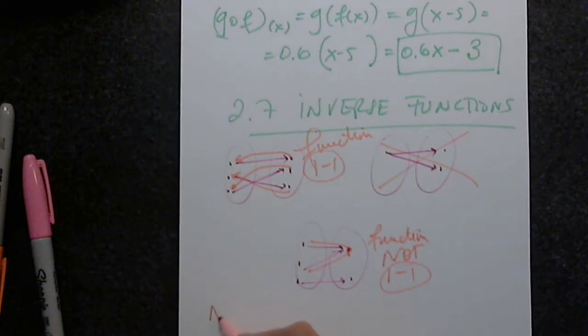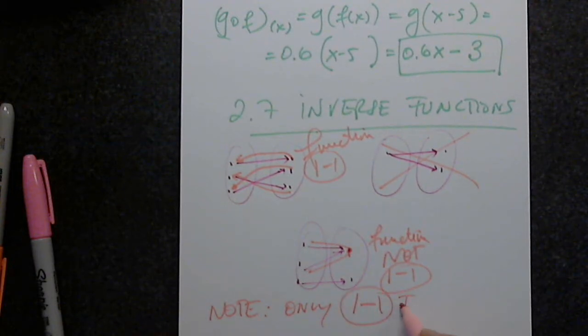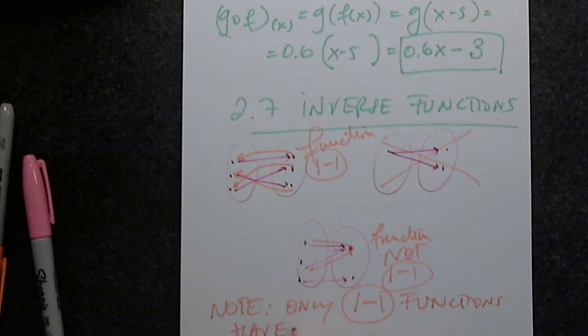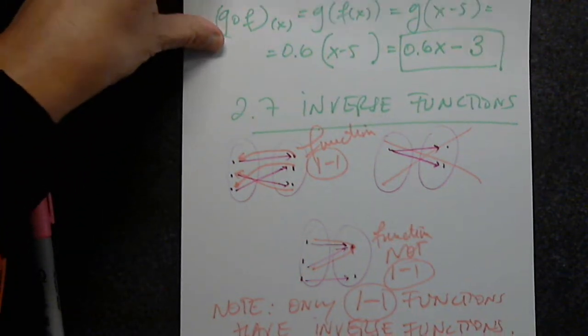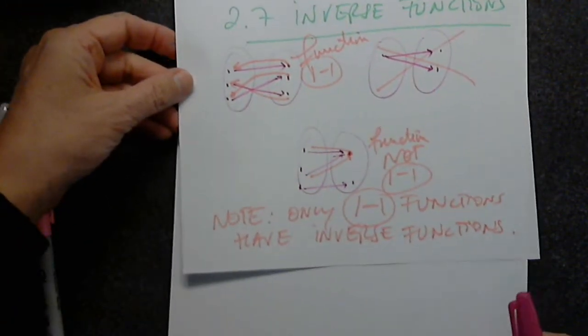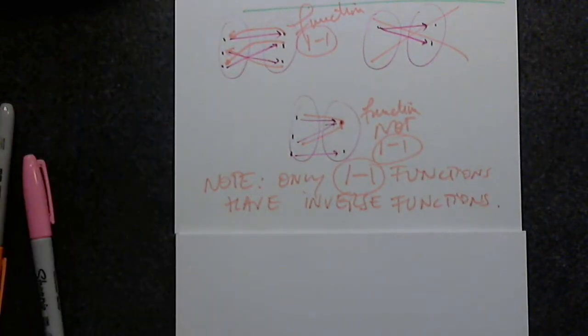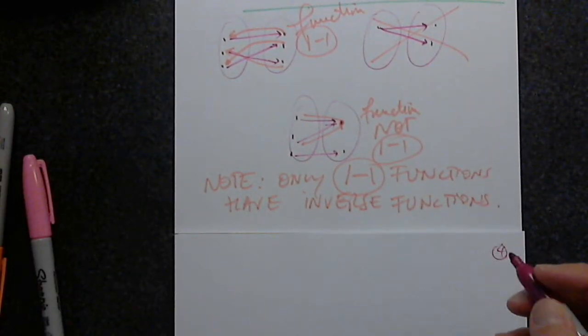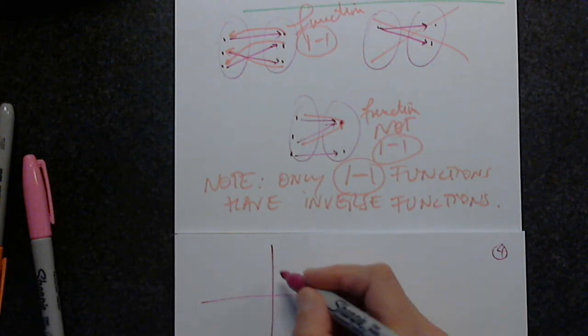So note, only one-to-one functions have inverse functions. Only one-to-one functions have inverse functions. Now let's look at a few graphs. And now you know what they are in your dreams. You don't have to graph them.